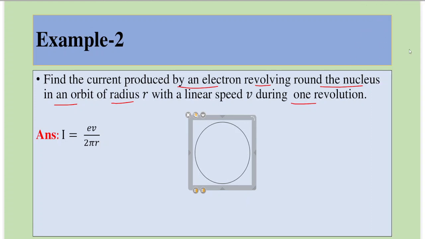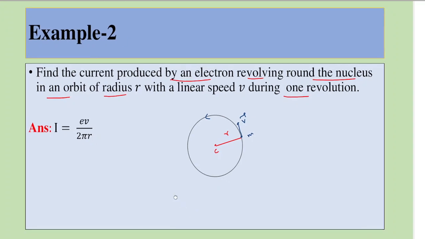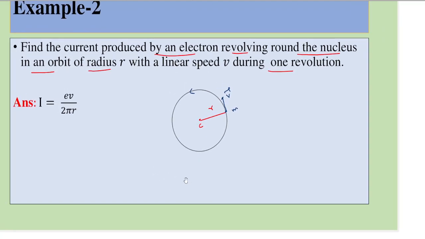So if an electron moves in a given orbit, let the distance between the center and the orbit be called r. So an electron will be moving around this with velocity v, which is tangential to this point, and let its mass be m, and let the electron move around the orbit like this. So here we need to find what is the current produced.